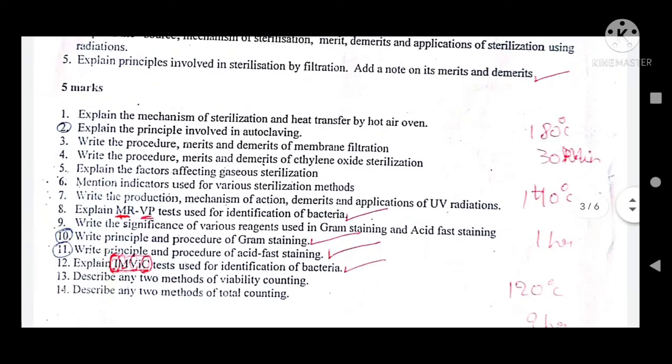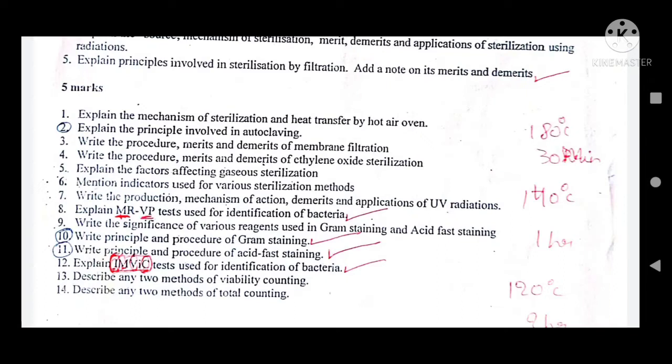Then let's move on to the 5 marks questions. Explain the mechanism of sterilization and heat transfer by hot air oven. One point to remember, my dear brothers and sisters: what you read in 10 marks, the same question will be repeated in 5 marks. Clear? There is no change. 5 marks questions and 10 marks questions are closely related to one another. If you read it in 10 marks, that question will definitely repeat in the 5 marks questions.